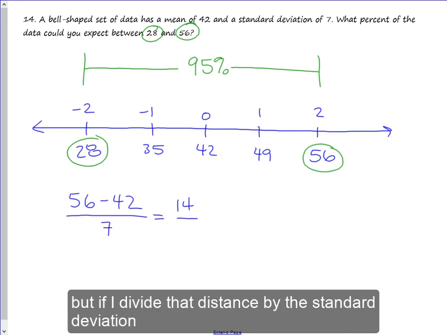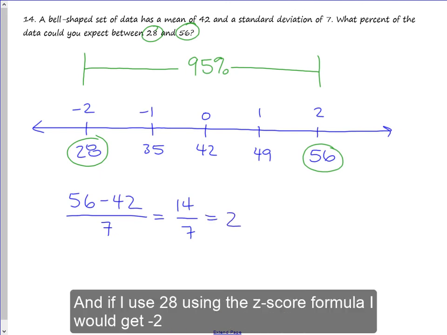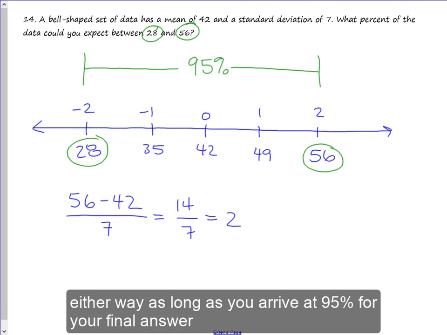But if I divide that distance by the standard deviation, it tells me how many standard deviations away it is, and I get 2. And if I use 28 using the z-score formula, I would get -2. Either way, as long as you arrive at 95% for your final answer, everything's fine.